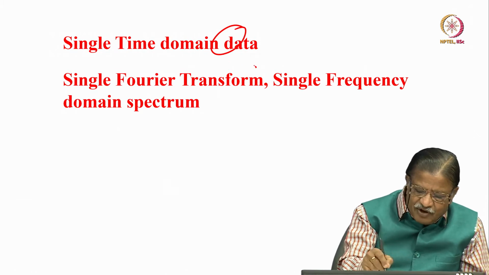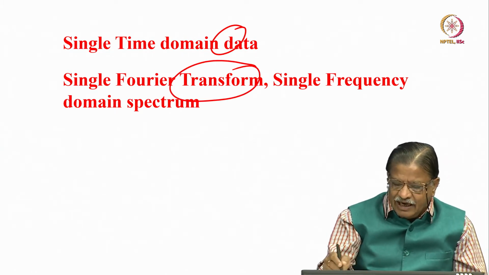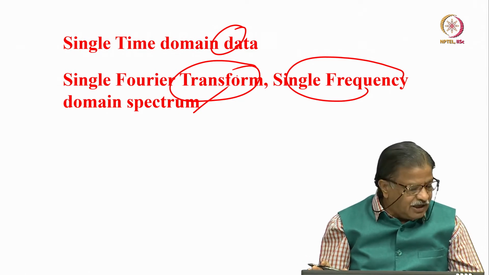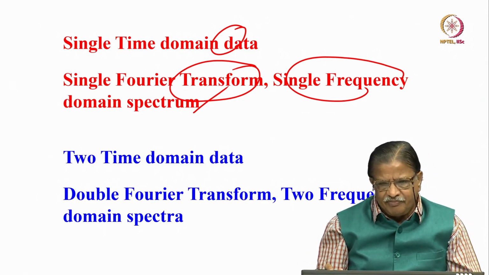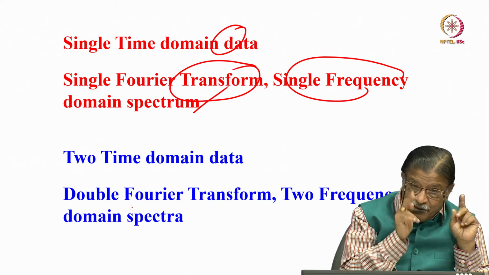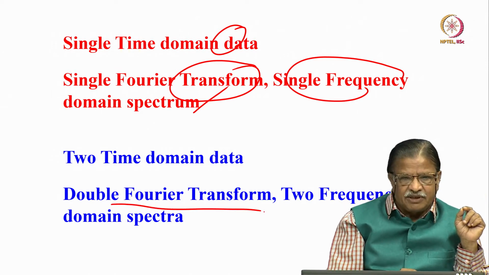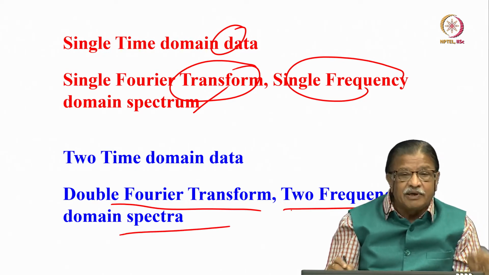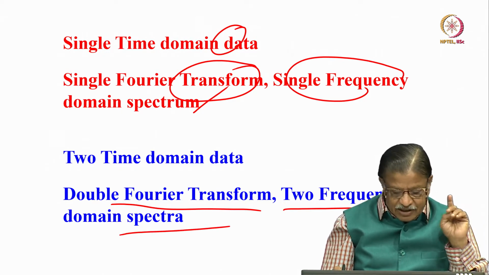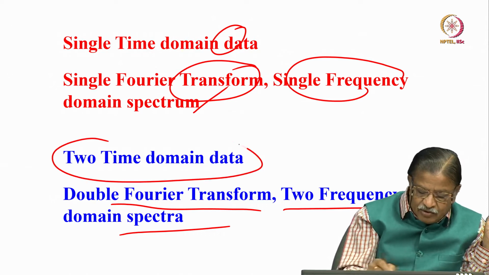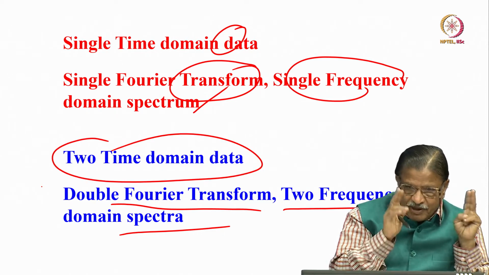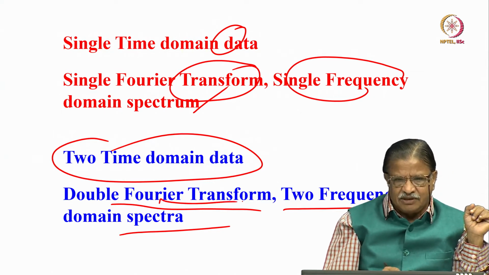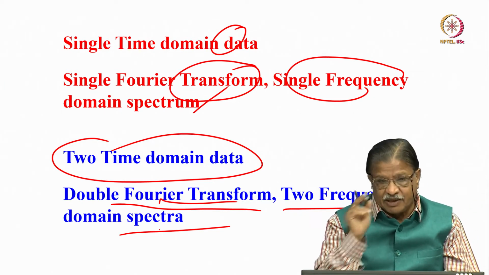I did a single Fourier transformation and I get a single frequency domain spectrum. That is correct, right? Now in the two dimensional data, we have two time periods. We have to do double Fourier transformation, because we have two time periods, we get two frequency domain spectra. So two dimensional data, you have two time domain data, and you do the double Fourier transformation, you get two frequency domain spectra.